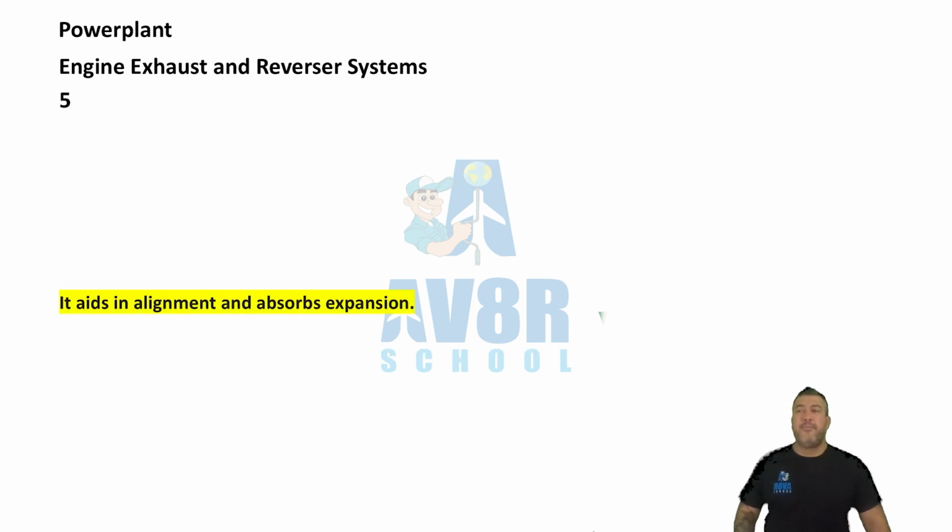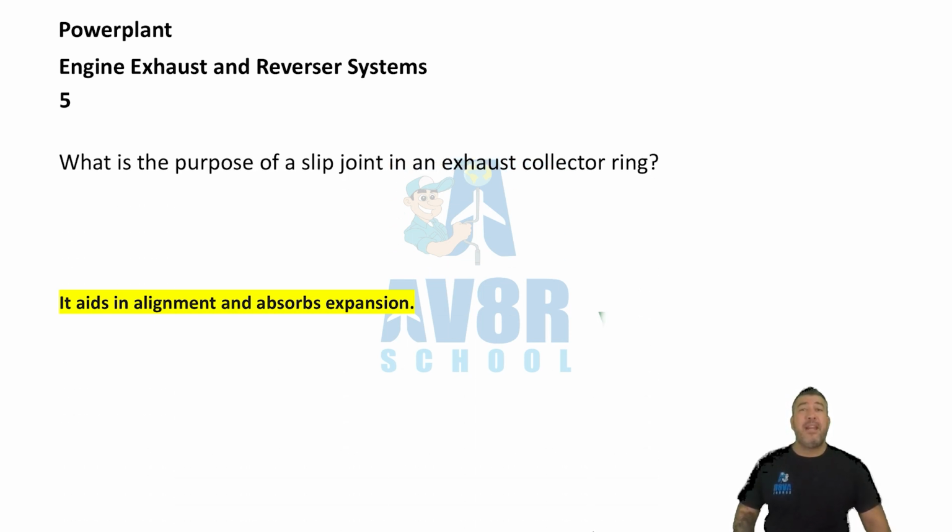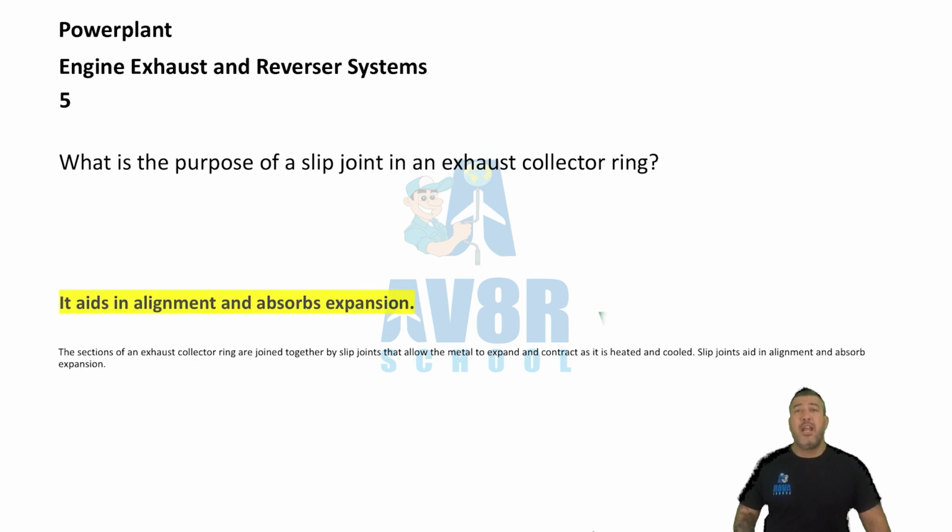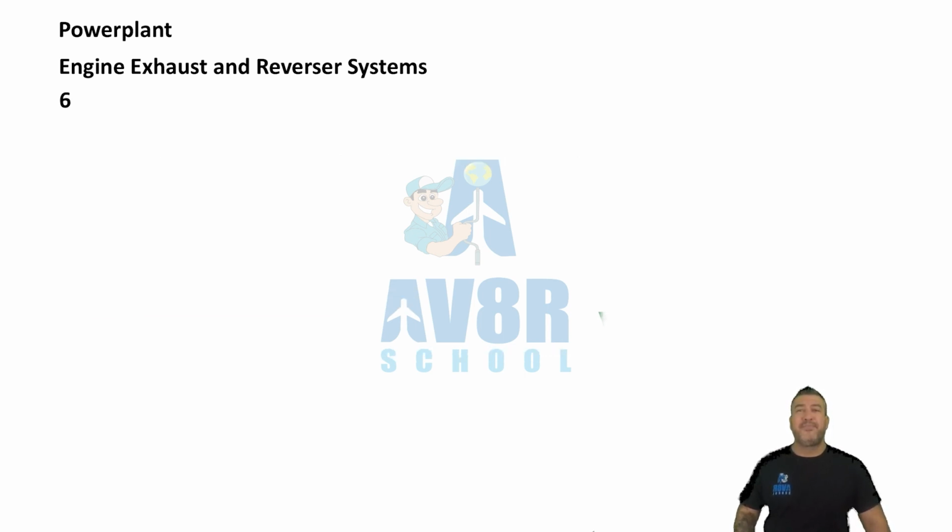Number 5, it aids in alignment and absorbs expansion. So what is the purpose of a slip joint in an exhaust collector ring? It aids in alignment and absorbs expansion.